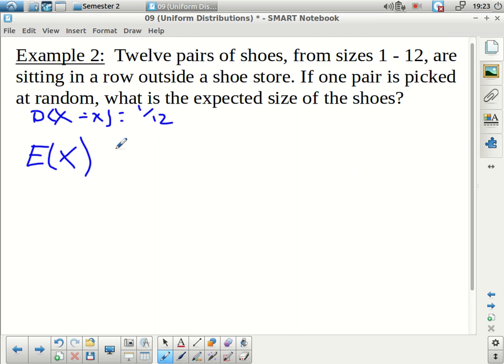So for my expected value, that means I'm going to take each of my possible numbers. I could have a size 1 shoe, and that's times a 12th. I could have a size 2 shoe, and that's times a 12th. And so on until I get up to size 12.